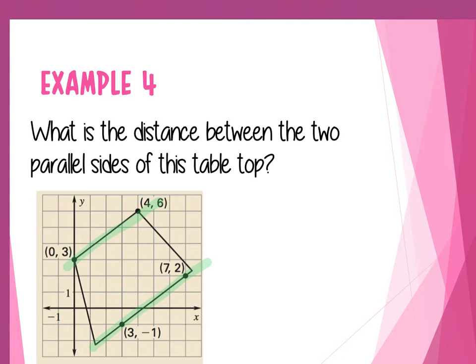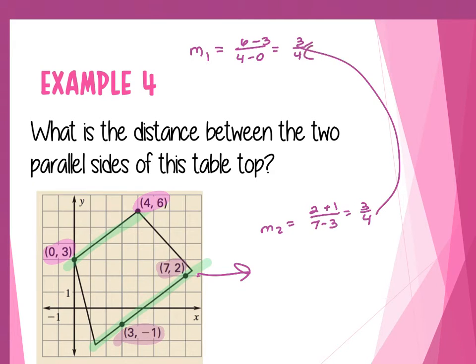Find the slope of both. Oh, yes, right. Very good. Find the slope of both and compare them. So I'm going to find the slope using these 2 points, and then I'm going to find the slope using these 2 points. So the slope of the first one is 6 minus 3 over 4 minus 0, which is 3 over 4. And then the slope of the second one, 2 minus negative 1 plus 1 over 7 minus 3, 3/4.